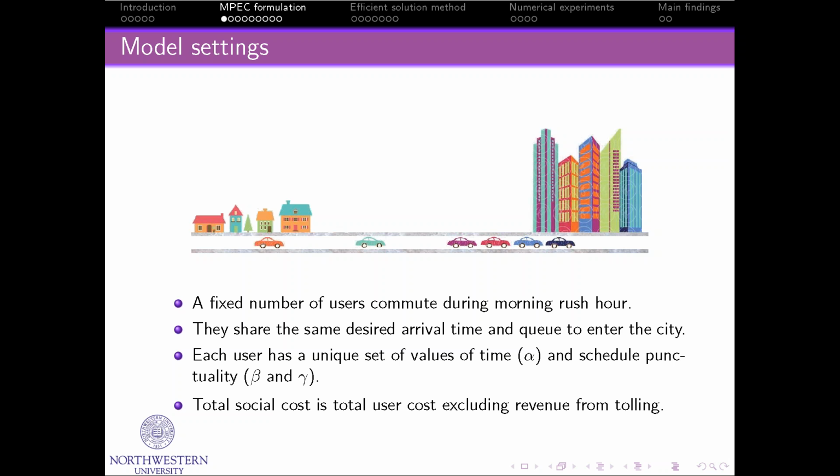Each user now has a unique set of value of time, which is alpha, and schedule punctuality, which is beta for early arrivals and gamma for late arrivals. We try to minimize the total social cost, which is the total user cost minus the revenue from tolling, to design the optimal step toll scheme.